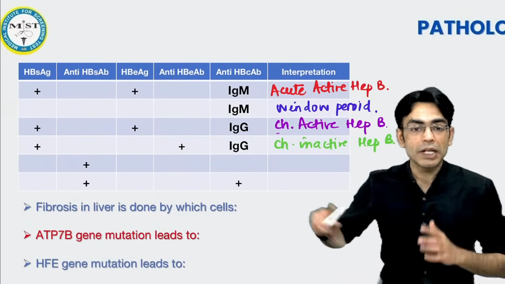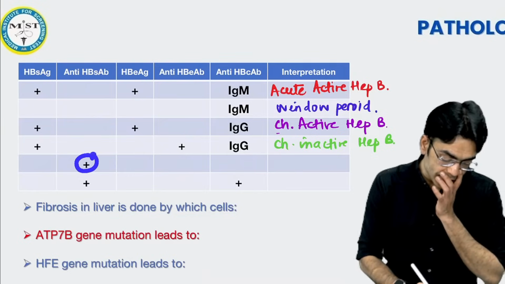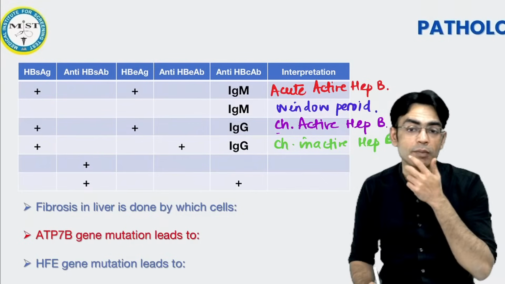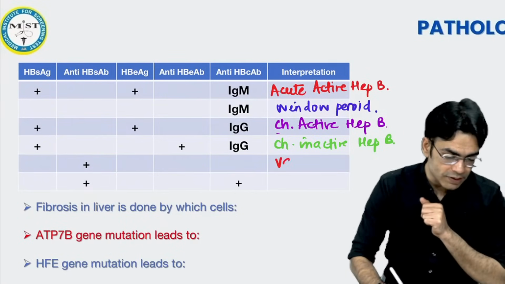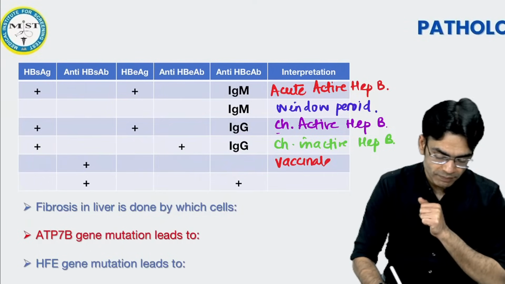Fifth, son, you are only and only having surface antibody. When do you have only surface antibody in the patient? Only surface. When you have given a vaccine. So it's a vaccinated individual.